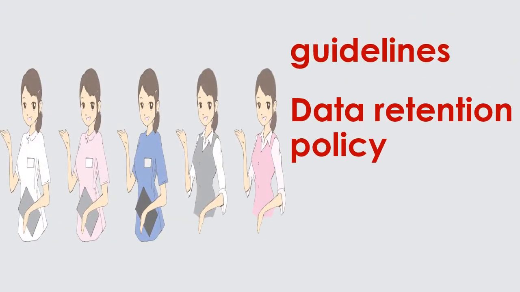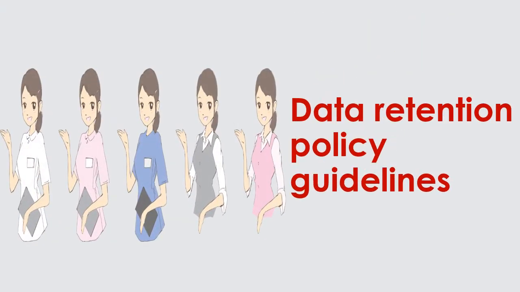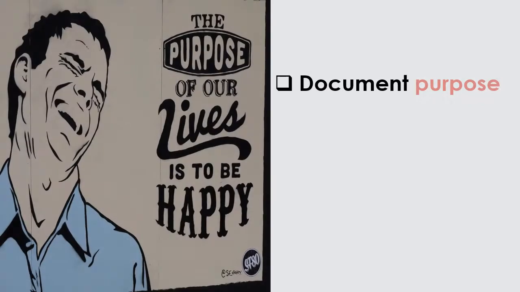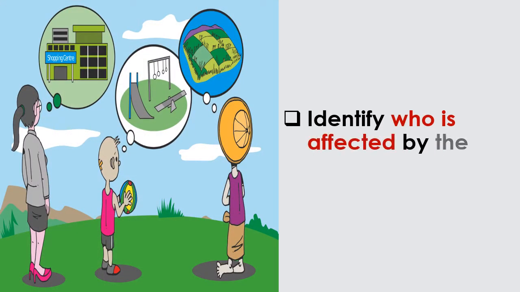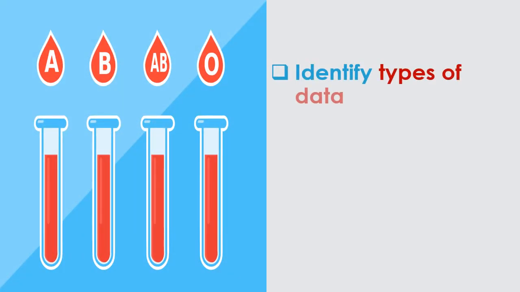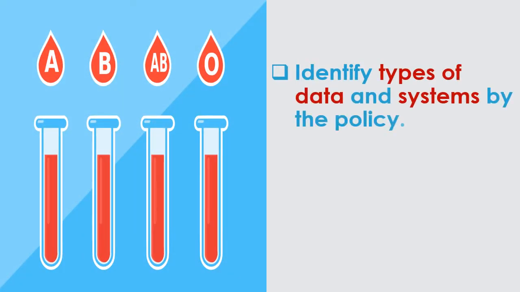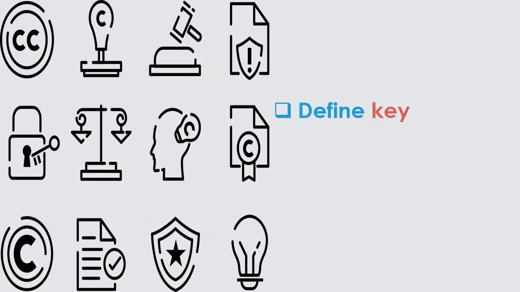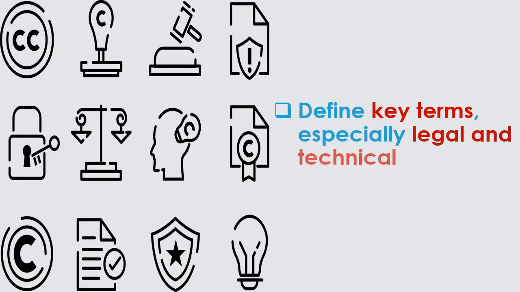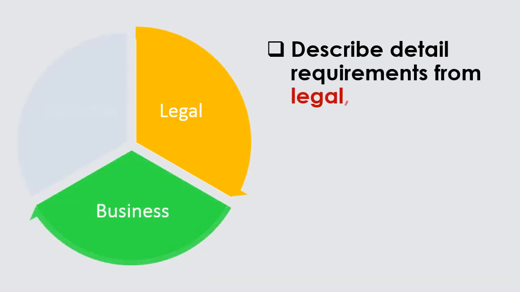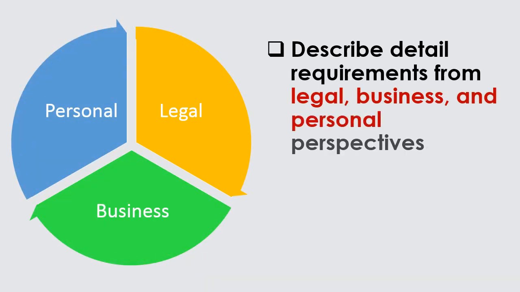Data Retention Policy Guidelines. Document the purpose of the policy. Identify who is affected by the policy. Identify types of data and systems covered by the policy. Define key terms, especially legal and technical terminology. Describe detailed requirements from legal, business, and personal perspectives.